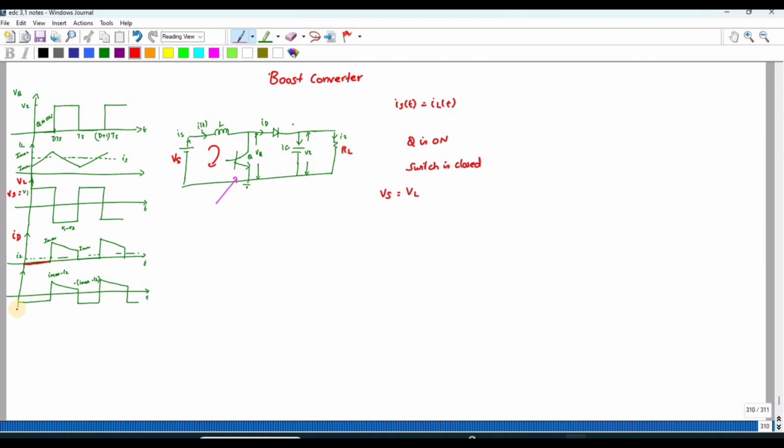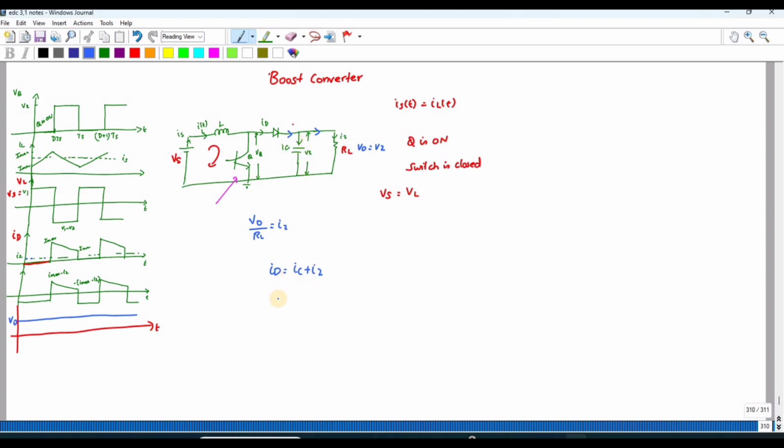Consider the desired voltage is somewhat like this. This is your desired voltage V0. V0 is nothing but your V2. So I can form V0 by RL, that is nothing but I2. So the I2 current is like this. This is your I2 current. So we know that ID is equal to IC plus I2. ID current is equal to I2 plus IC.